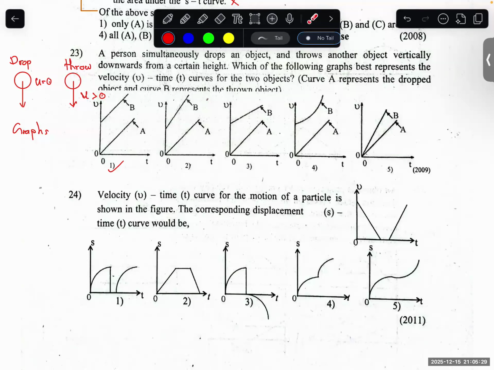Now this one: the velocity time curve for the motion of a particle is shown in the figure. The corresponding displacement time curve? So here the velocity decreases and comes to 0 in plus. So here the gradient will decrease and become 0, right? So which one? This one is fine. Fifth. This one is wrong. Others are fine. Yeah, fifth. And the middle segment is 0 velocity, which means the graph is parallel to the x-axis.